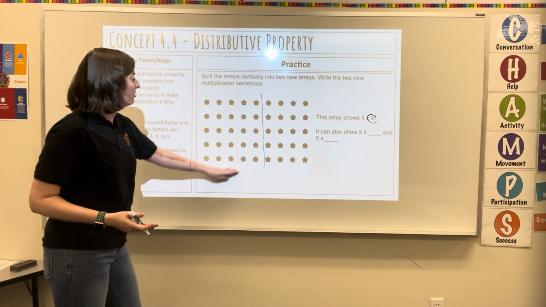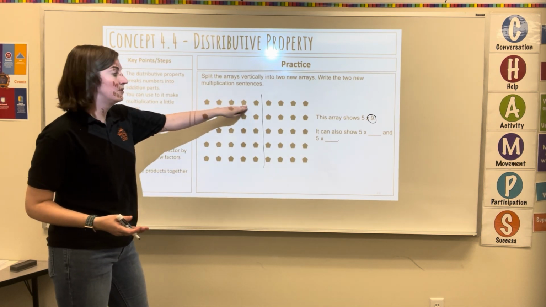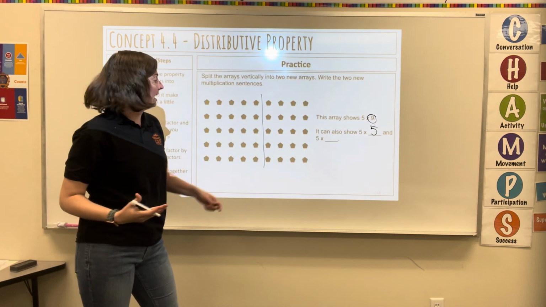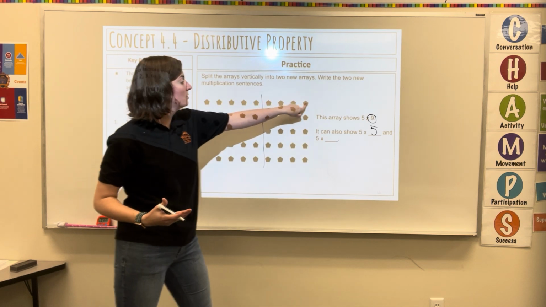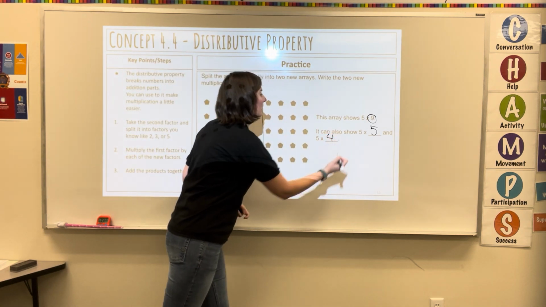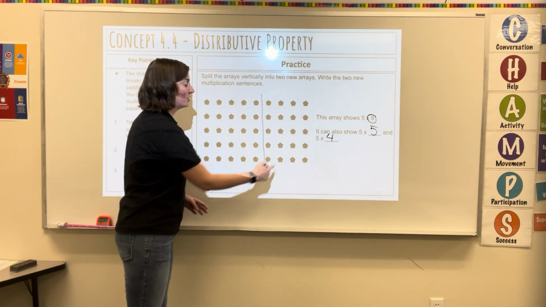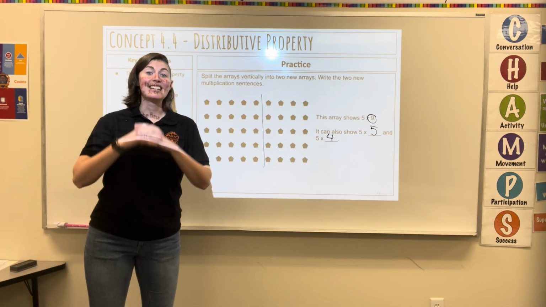Now I have one array that's 5 times 5 and another array that's 5 times 4. I know 5 times 5 and 5 times 4, so these arrays are just being added together.